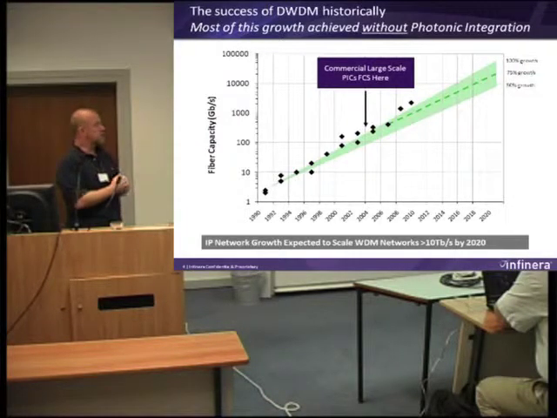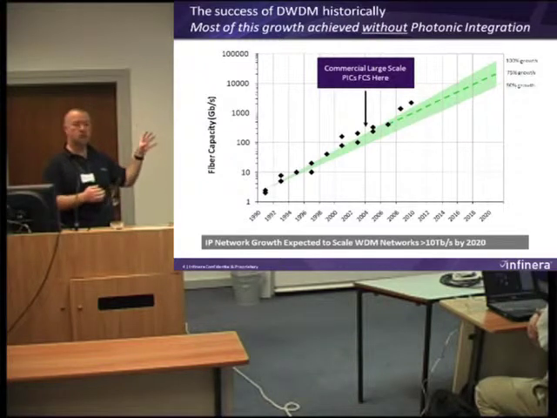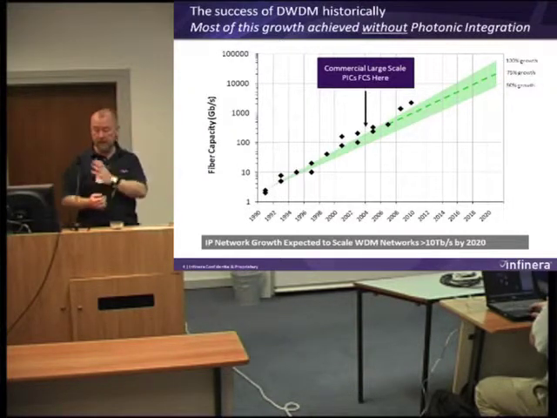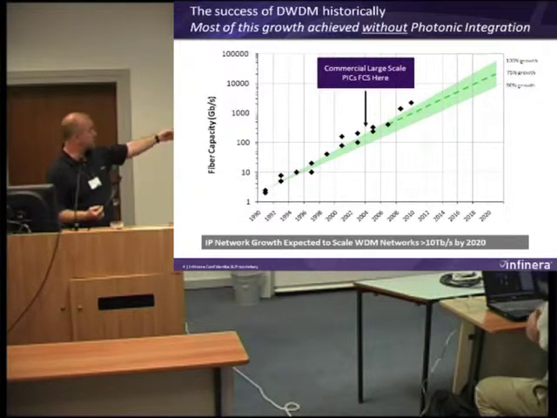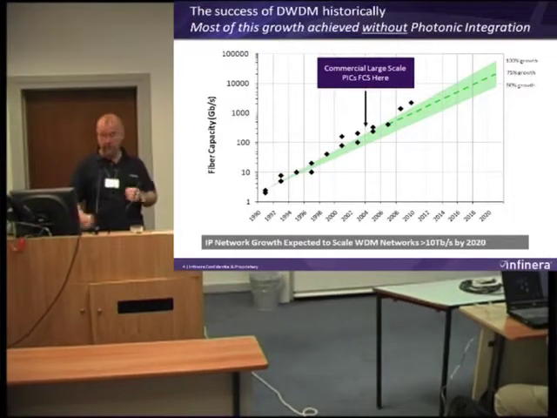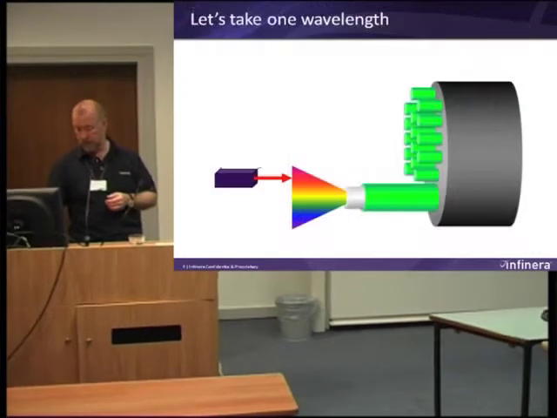That chart is indicating how much capacity you can get on a single pair of fibers historically. And that really marks out the success of dense wavelength division multiplexing. So most of the growth here was achieved without photonic integration because the first commercial photonic integrated circuits, or PICs, were delivered in late 2004, the first commercial systems based on PICs. However, to continue that growth, that's an exponential growth, by the way, because you can see there's a logarithmic y-axis. To continue that growth, you really do need to increase the levels of component integration, just as we have done in electronics.